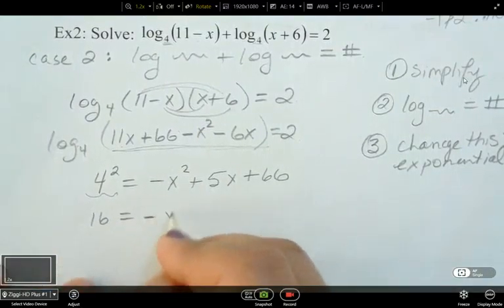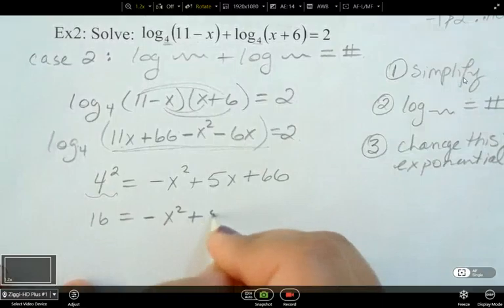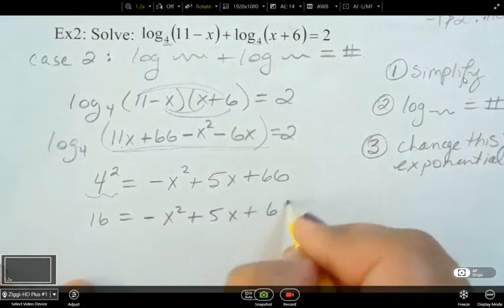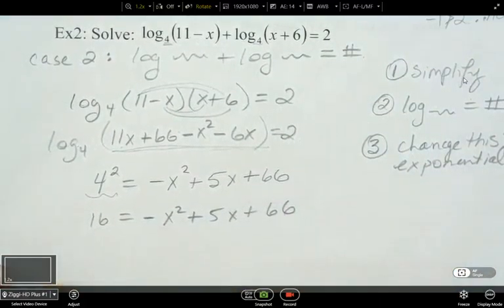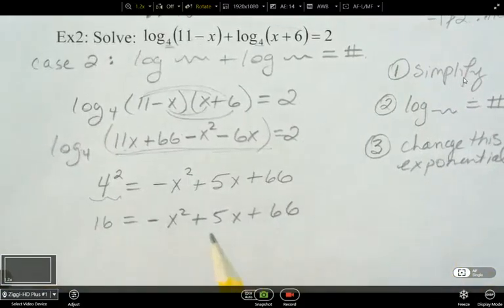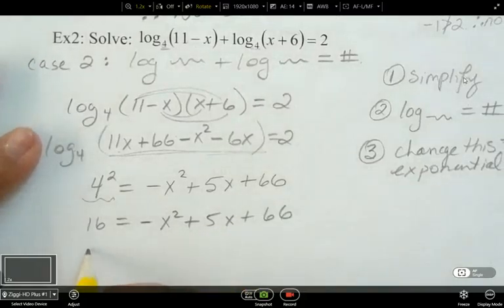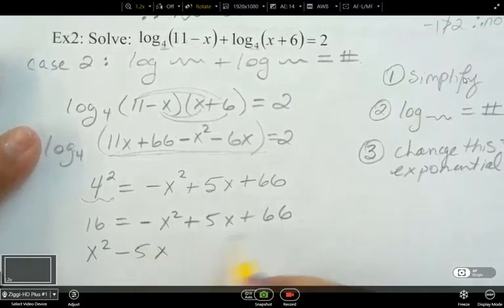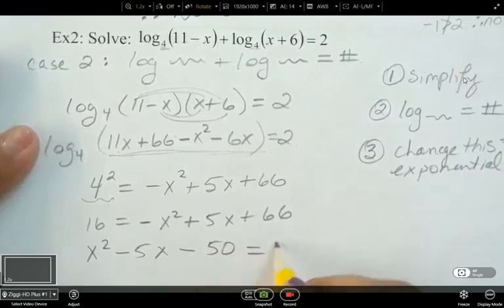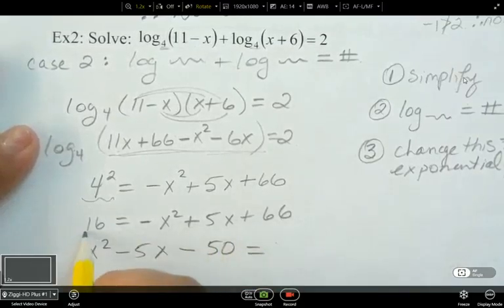So now I've got this equation here, right? What does this look like? Quadratic. What's going to happen now? Set everything over to one side, make it equal to 0, and solve for x. How do we solve for x? Factor x squared, and then minus 5x, and then minus 50. So negative 66 plus 16 is minus 50, right?